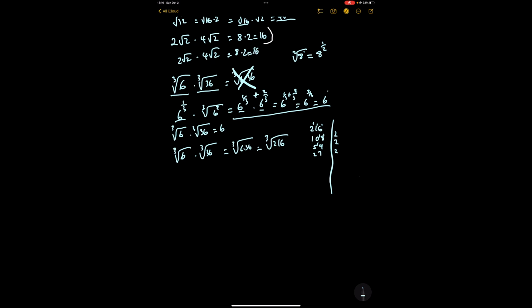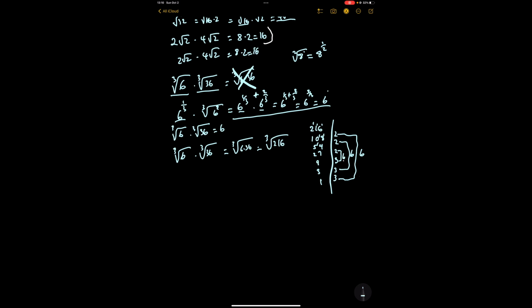Now, can we still go with 2? No. But can we go with 3? Yes. So let's go with 3. 3, that will be 9. 3, that will be 3. And 3, that will be 1. Now what? We have 3 sets of 2 and 3 sets of 3. So these 2 and this 3 equals 6. These 2 and this 3 equals 6, right? 2 times 3 is 6. And these 2 and these 3 equal 6 as well.